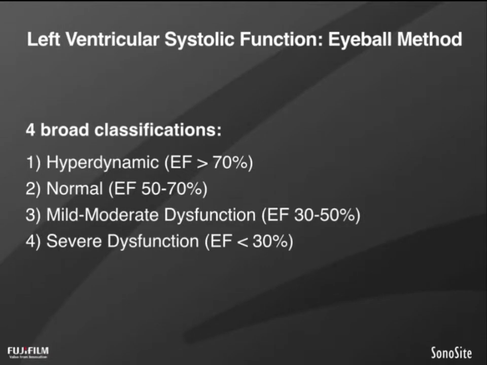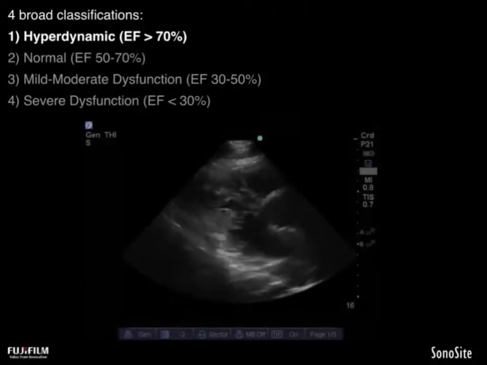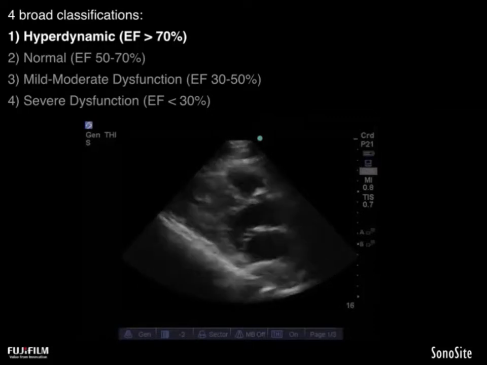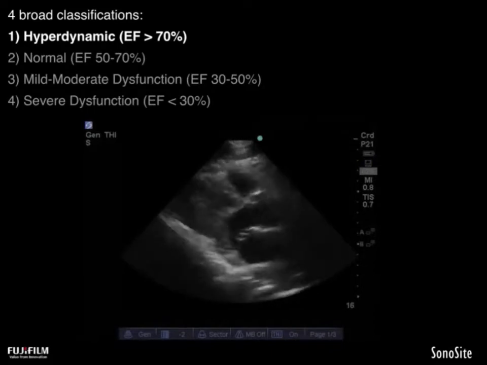Now, rather than a continuous variable like ejection fraction, we encourage a point-of-care echocardiographer to consider 4 separate broad classifications with their corresponding ejection fraction gold standard values in brackets here. Firstly, a hyperdynamic heart is one whose ejection fraction is considered to be greater than 70%.